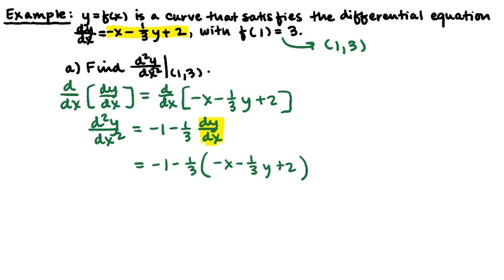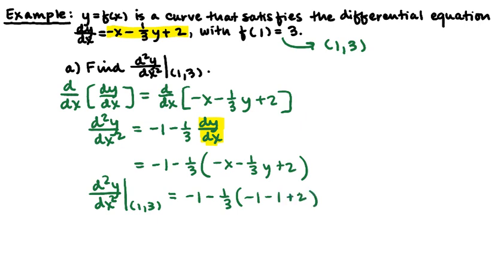All right, so if they ask me to evaluate this second derivative at the point where x is 1 and y is 3, that'll be negative 1 minus 1/3 of, negative 1 minus 1/3 of 3 is minus 1, plus 2. Well, that's actually looking like negative 1 minus 1/3 of 0, and that's negative 1. So the second derivative was negative 1.